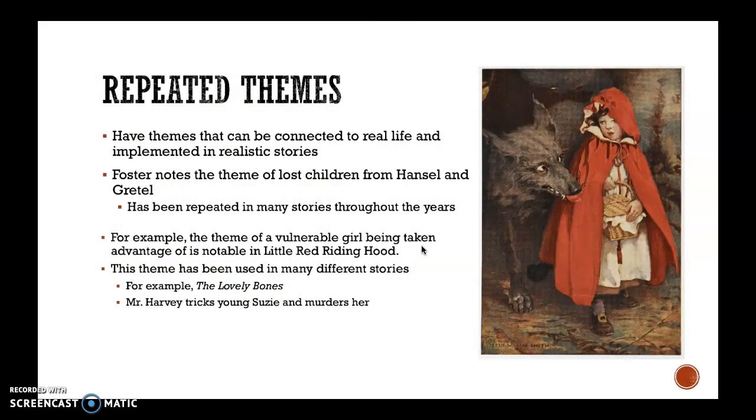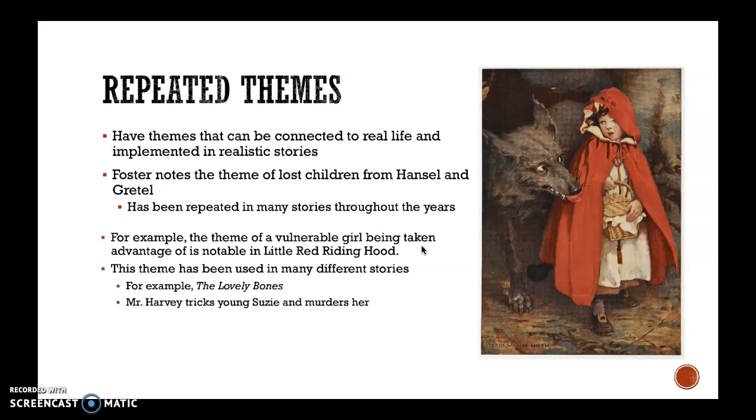Despite the fantasy and often magical mood of fairy tales, they often have themes that can be connected to real life and therefore can be implemented in authors' stories. Foster notes that the theme of lost children trying to find their way home from the fairy tale Hansel and Gretel often happens in modern situations and has been used in many stories throughout the years.